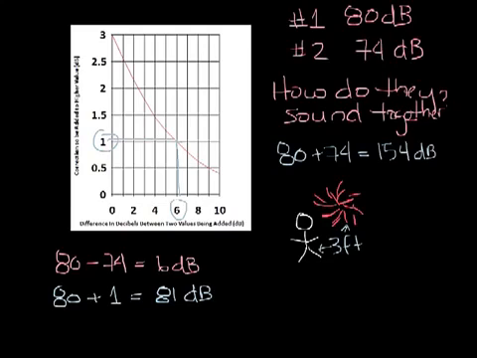There are a couple of things I'd like you to notice on this graph. First of all, on the left, you can see that when the difference between the two sound sources is 0, you add 3 dB. This means that two identical diffusers in an office will sound 3 dB louder than the individual diffuser in the office.